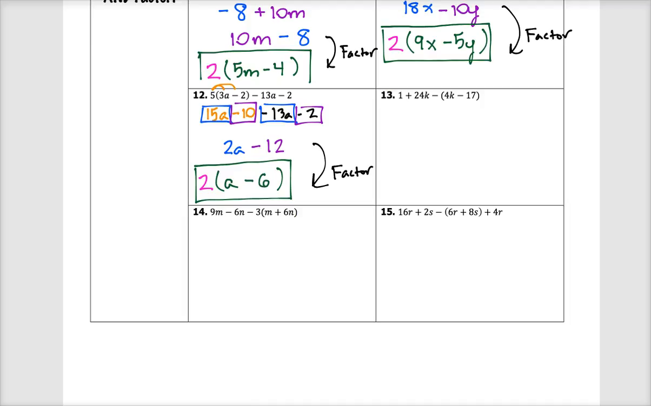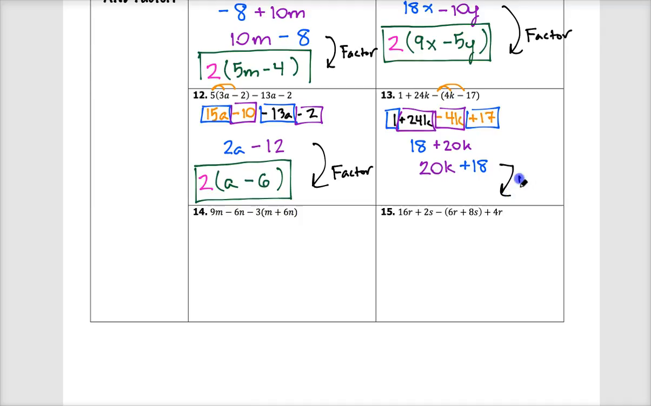Number 13, I need to distribute this negative sign to both the 4k and the negative 17. So this becomes minus 4k plus 17. I bring down the 1 and the plus 24k. Combine like terms. My 1 and my 17 combine to get 18. And my 24k combines with the negative 4k to get a plus 20k. So we get 18 plus 20k, or I can rearrange that and make it 20k plus 18.